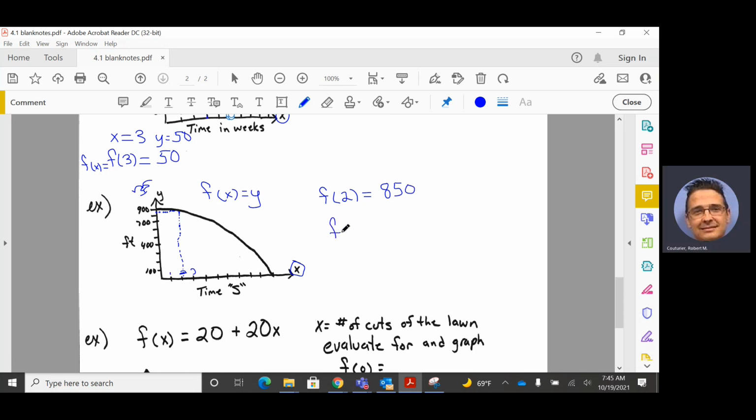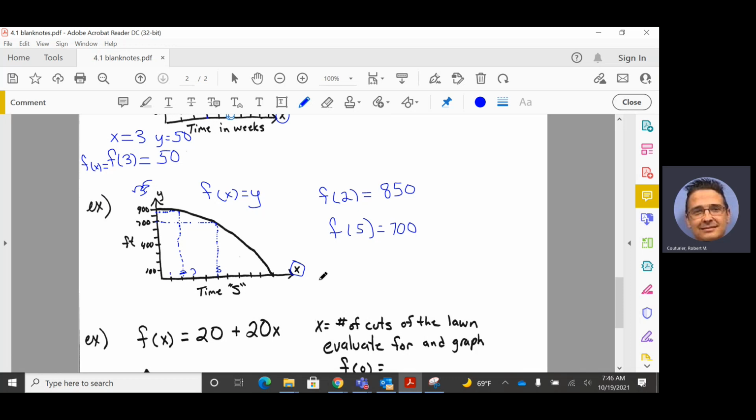And if they say, well, what is f of 5? As you go 1, 2, 3, 4, here's 5. We're going to try to do our best to go straight up to the line, and we'll go straight over. That would be approximately 700. That's how we evaluate or solve an equation from a graph. They tell us they want an x, and so we go to the x-axis, we go straight up to the line, and then we go right back to the y-axis to see where it lines up.